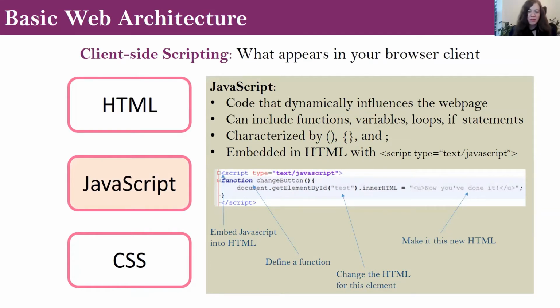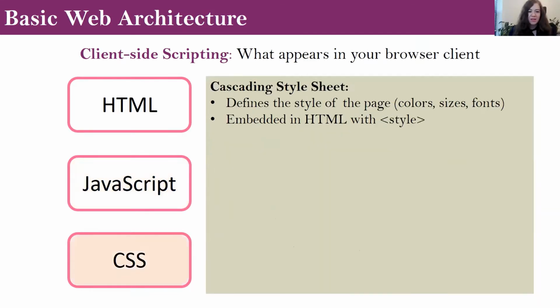Finally, the third language that we will deal with is CSS. This stands for Cascading Style Sheet. And what this does is it defines the style of your web page, things like colors, sizes, and fonts. This is often used for making sure that many web pages have a unified style by having them all refer to the same style sheet.